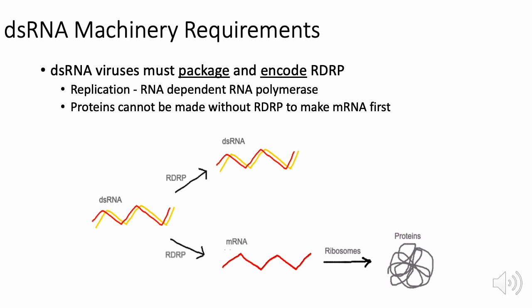In the top path, RDRP helps with replication. Bottom path, RDRP helps in the mRNA production for ribosome processing.